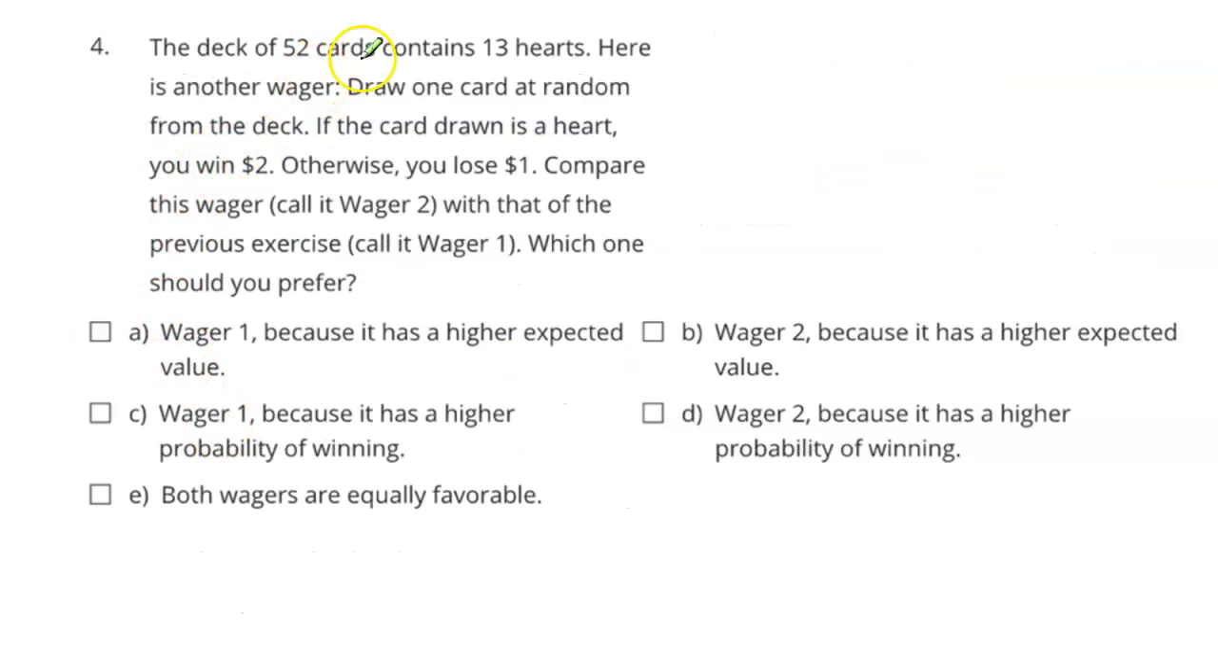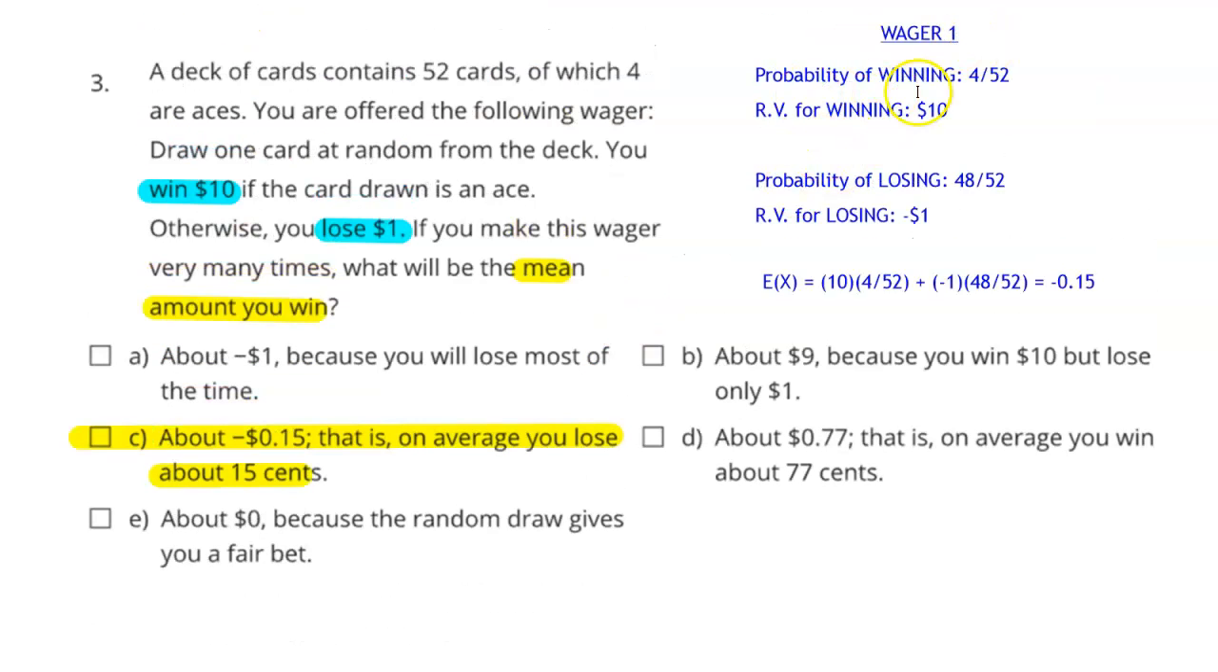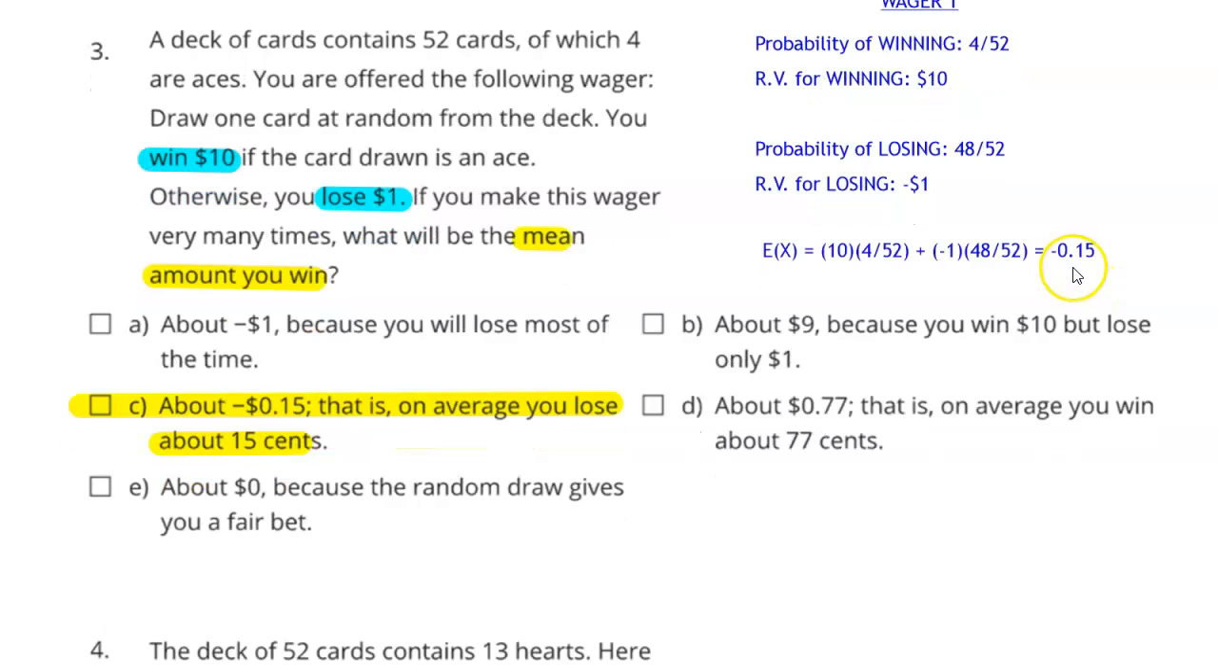Moving on to question number 4, the deck of 52 cards contains 13 hearts. Here's another bet. You draw 1 card at random from the deck. If the card is a heart, you win $2. Otherwise, you lose $1. Let's compare this wager, which is wager 2, with the previous exercise. Let's call this wager 1. And recall the expected value of wager 1 is negative 0.15. So it's a bad bet because you expect to lose 15 cents every time you do it.